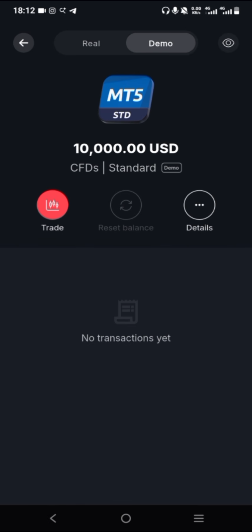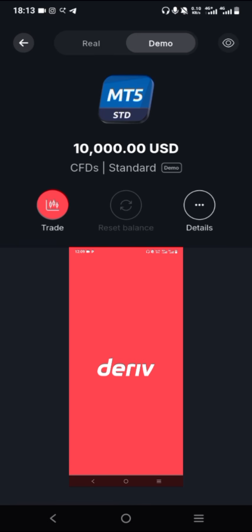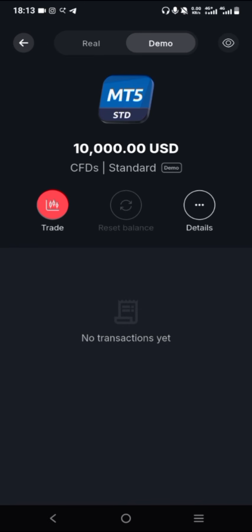So if I place a trade here, you will see the transaction. But let me also go further to tell you what MT5 is. That is MetaTrader 5. You should not confuse yourself between MT5 and Deriv. Deriv is a broker or service provider, you understand? While MetaTrader 5 is a trading platform, you understand?